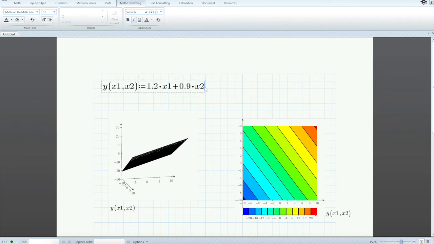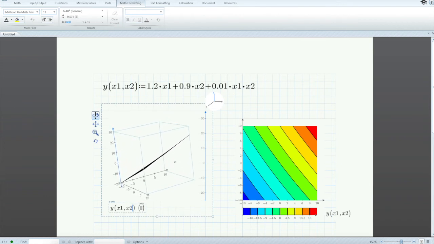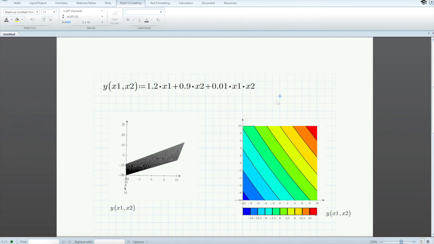Well, now suppose that we add beta 3, which is very, very small, for example 0.01, that multiplies x1 and x2. What will happen? A slight change in the surface. As you can see, there is a little bit of torsion in the surface, and this is the effect of the interaction term. On the contour plot, we have a slight change because the lines are no more straight. They are a little bit curved, but just a little bit.